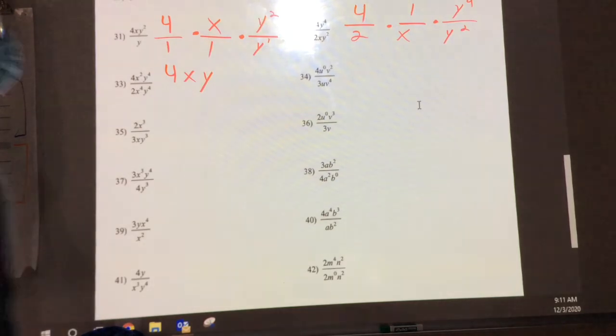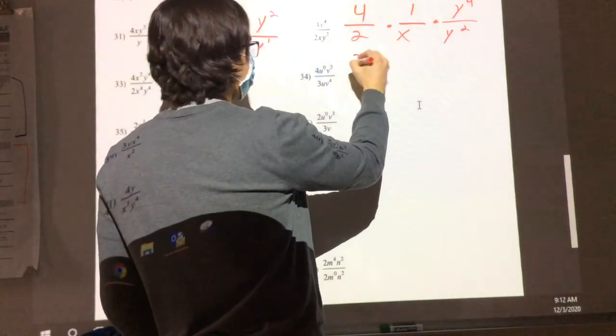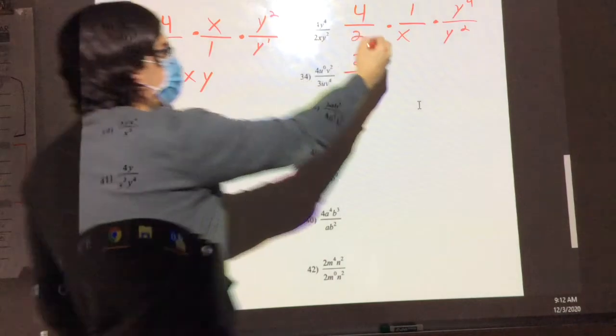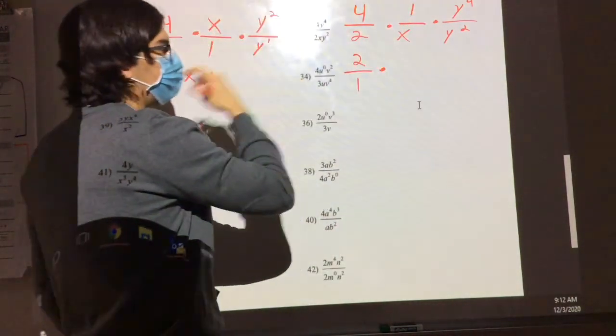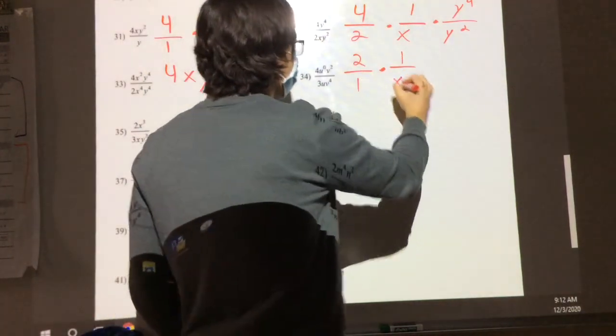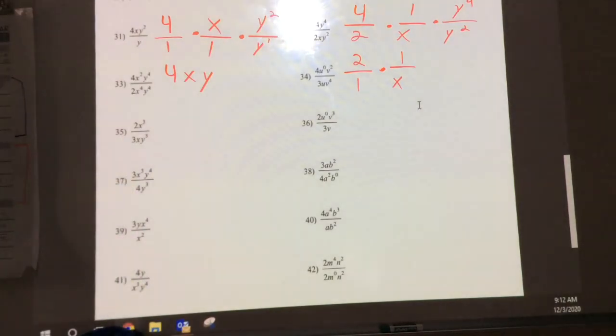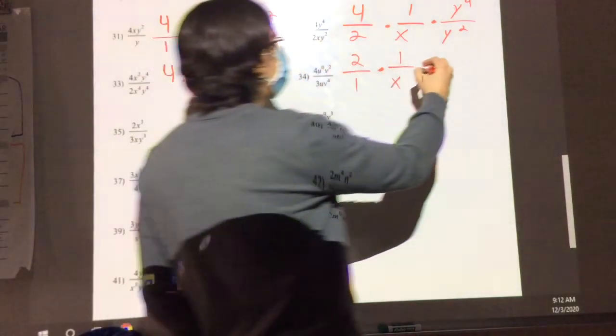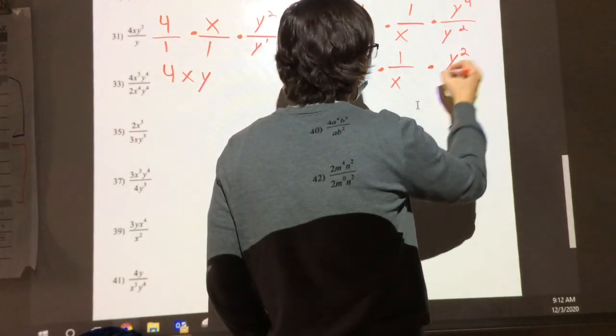All right, so 4 divided by 2 is what? 2. 2 over 1, if we want to just get really technical. Can I do anything to the 1 over x? No. Don't have a negative value, so let's just leave it as 1 over x. Or with my y's, same base, 4 and 2, so I'm going to subtract them, which is going to give me y squared over what?